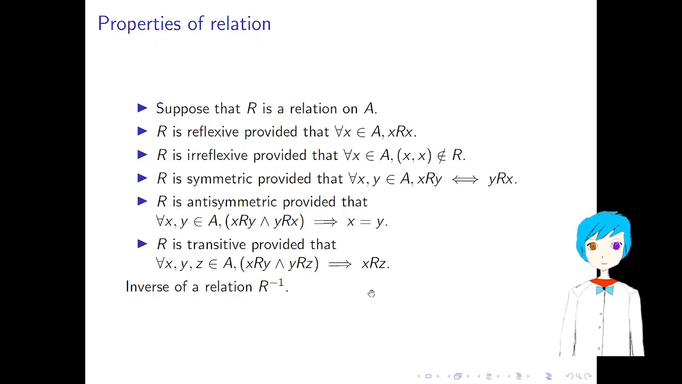R is symmetric provided that for all X, Y in A, X R Y implies Y R X. R is antisymmetric provided that X R Y and Y R X implies X equals Y. So this is the case when we have smaller or equal to. If X is smaller or equal to Y, and Y is smaller or equal to X, then X equals Y. R is transitive provided that X R Y and Y R Z imply X R Z.